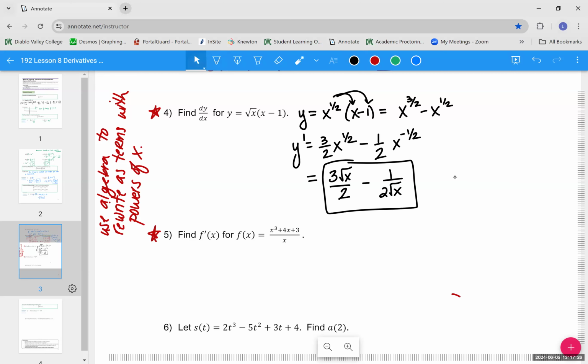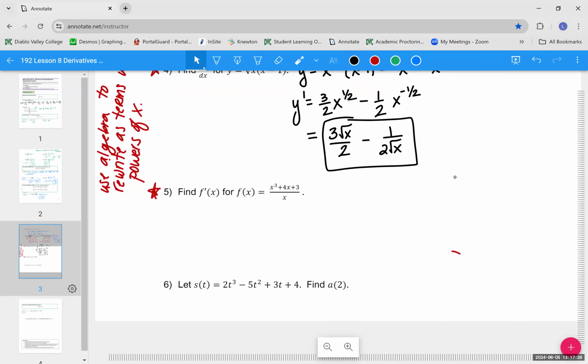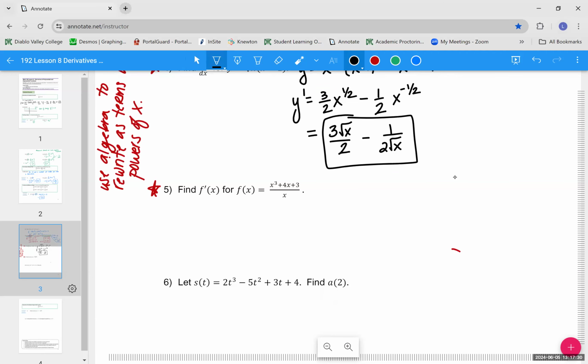So if that's the process we need to follow, we need everything written as powers of x. How do we do that same idea, that same process for number 5? Now I have a quotient. Since this is a monomial, it can just divide into every single one of the terms above. So basically, f of x will equal this.